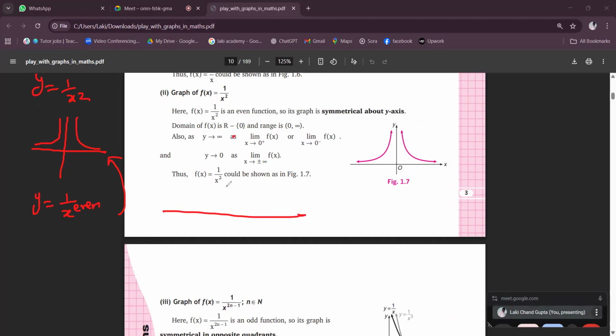Let's suppose this is a graph of 1 upon x square. If I ask you what is the graph of 1 upon x raised to 4, then it will be closer to the y-axis, right? If I ask you what is the graph of 1 upon x raised to 6, it is not intersecting, but it is closer to the y-axis, okay? Write this graph also.